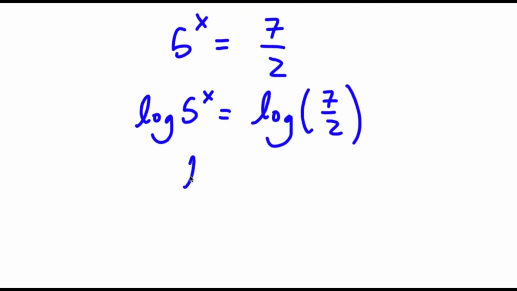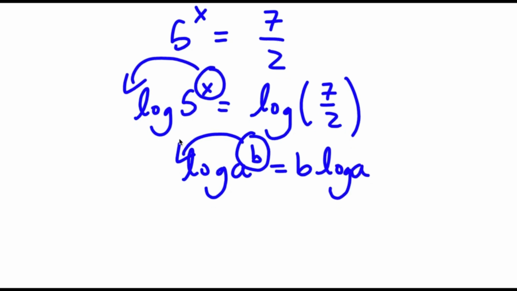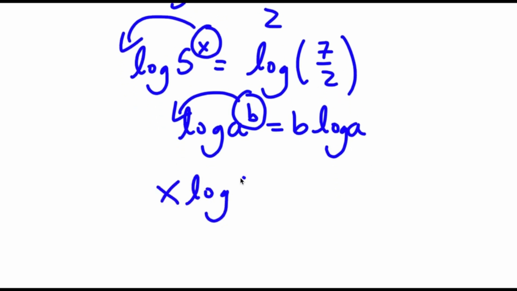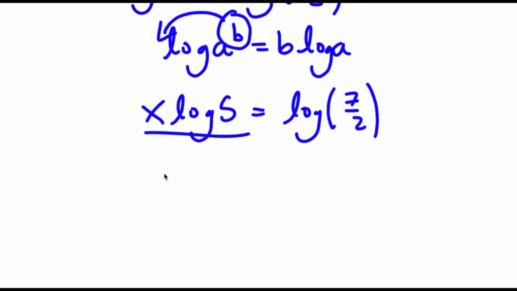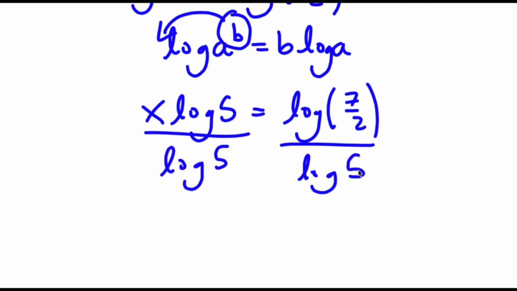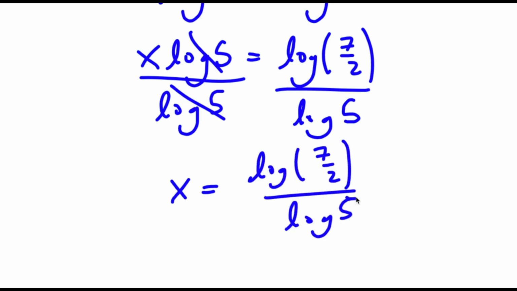Now, if I have something in the form log of a to the power of b, I can move this exponent b to the front. So it's going to equal b times log a. So in this case, I have log of 5 to the power of x, and I can move x to the front. So now I have x times log 5 is equal to log of 7 over 2. Now I'm going to divide both sides by log 5. These two cancel out, and I get x is equal to log of (7 over 2) over log 5.